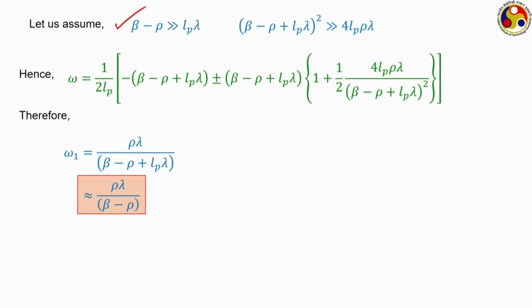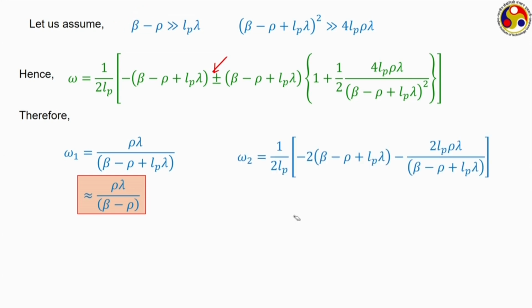Similarly, if we take the negative sign here, then the expression for omega 2 is somewhat like this, and there we can use again the first assumption that we had, beta minus rho has to be significantly larger than LP lambda, and if we simplify, omega 2 has a solution like this: minus 1 upon LP into beta minus rho.